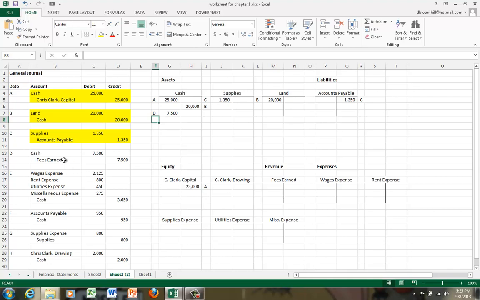Now we've only posted half of that transaction. If we don't post the other half, we will never balance. So I have to go to the second part of the transaction. We go to fees earned, which is a revenue account, so I have to look in the revenue category. The amount is $7,500, but this time it's on the credit side. So we post $7,500 credit to the fees earned account. And once again, we're going to note that that comes from transaction D.